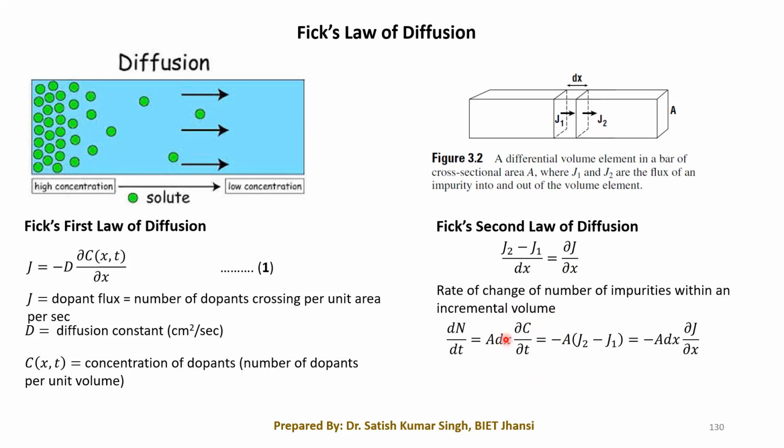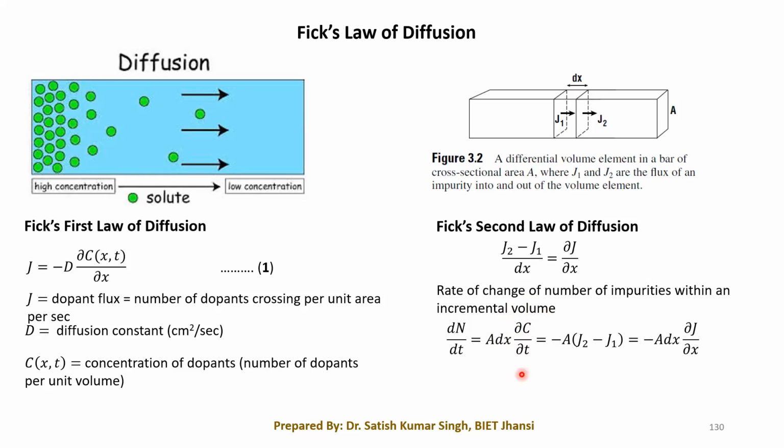If you multiply this function with the net volume A into dx of this incremental volume, then the volume will cancel out and you will get the number of impurities per unit time. This is the desired result.